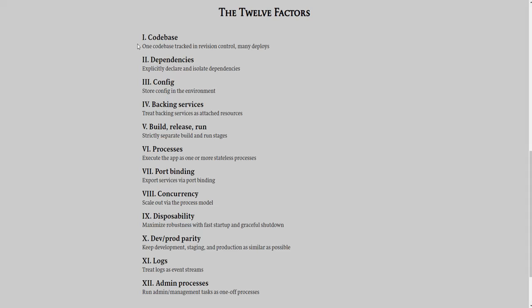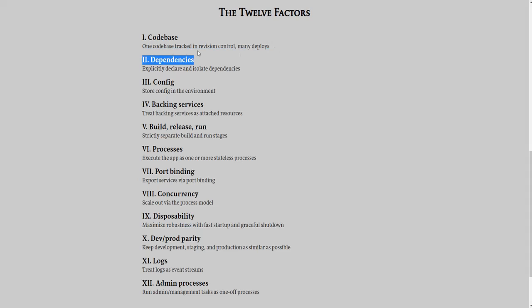The code base is the place where we store our application data or the code. For example, you can make a Git account and push the data over there. So a Git repository would be working as a code base. Here, one code base tracked in revision control and many deploys.